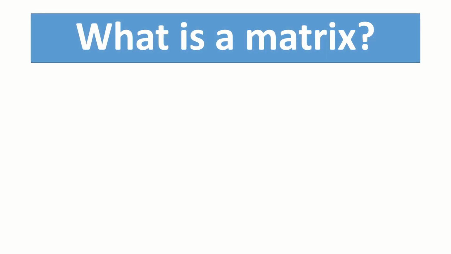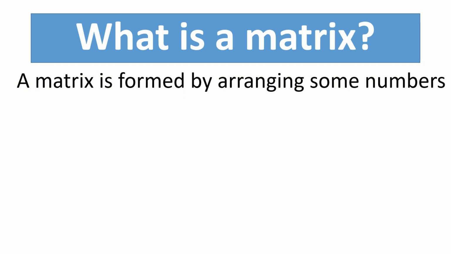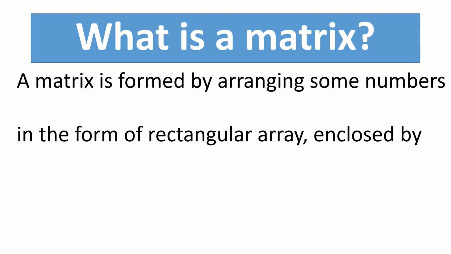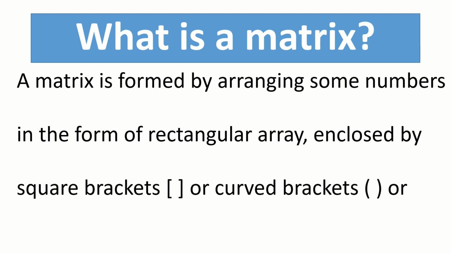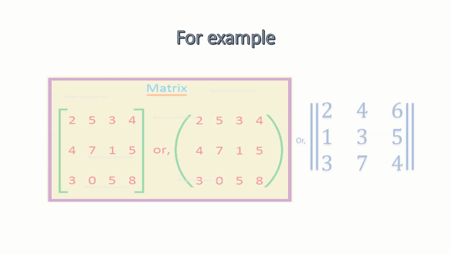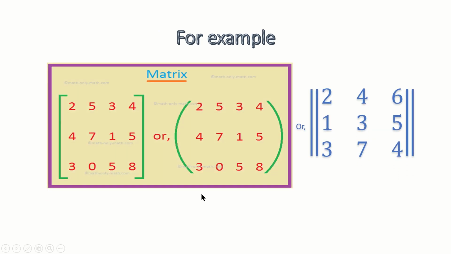What is a matrix? A matrix is formed by arranging some numbers in the form of a rectangular array enclosed by square brackets, curved brackets, or two pairs of parallel lines. For example, this is a square bracket, this is a curved bracket, or this is two pairs of parallel lines. You can use any one of these brackets.